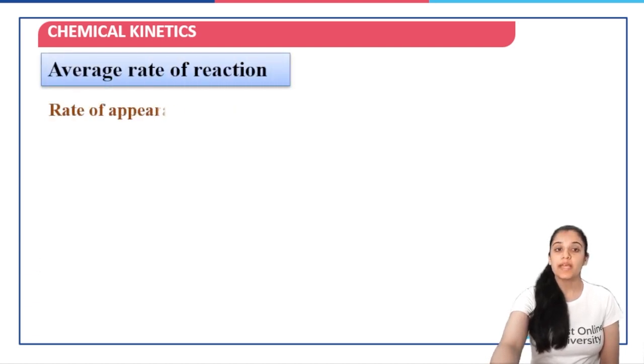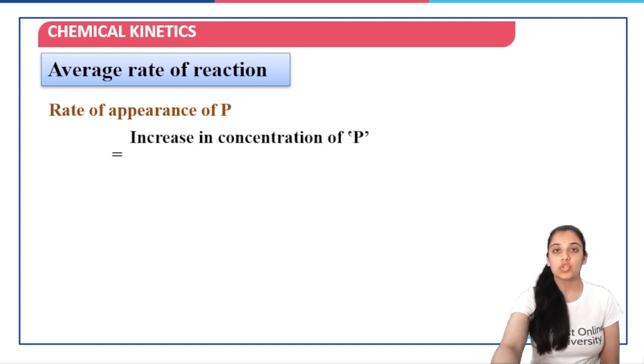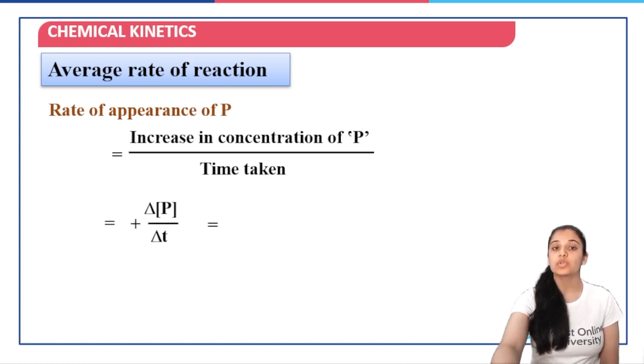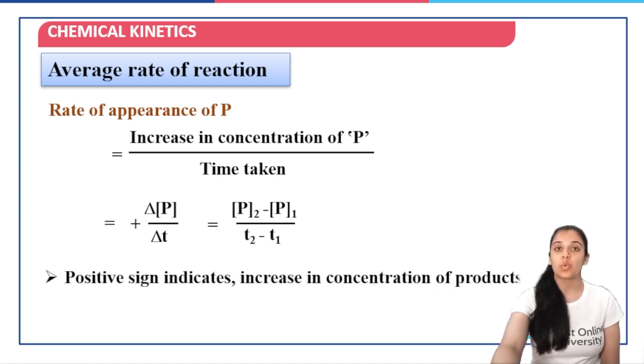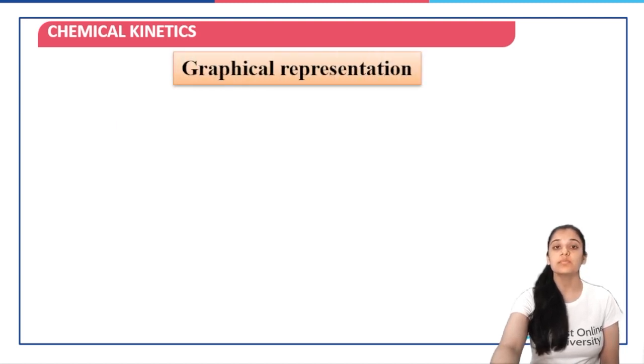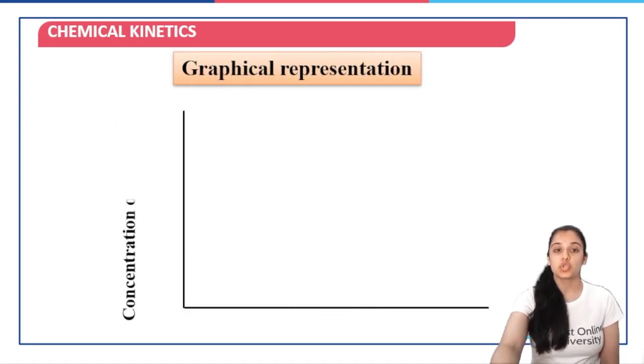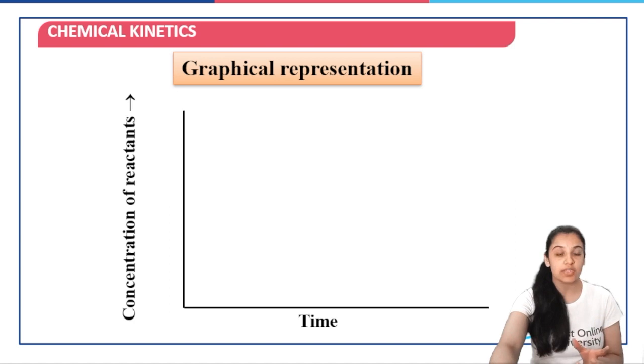It can also be expressed in terms of rate of appearance of products, that is equal to increase in the concentration of product divided by the time taken, which is equal to plus delta P upon delta T, which is equal to plus P2 minus P1 upon T2 minus T1. And here the positive sign is denoting an increase in the concentration of products. Graphical representation, we have also seen concentration of reactants versus time. So this is a quick revision of what we have done in the previous lecture.